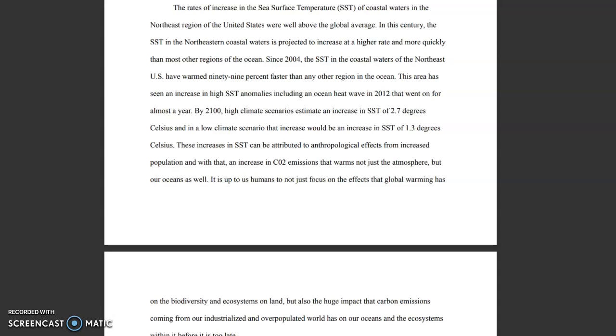It is up to us humans to not just focus on the effects that global warming has on the biodiversity and ecosystems on land, but also the huge impact that carbon emissions coming from our industrialized and overpopulated world has on our oceans and the ecosystems within it before it is too late.